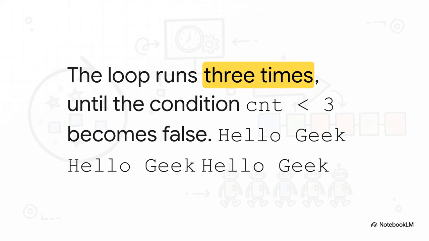And what do we get? Exactly 3 "Hello Geeks." So, why? Well, first time through, 0 is less than 3. Yep. Second time, 1 is less than 3. Still good. Third time, 2 is less than 3. Great. But then cnt becomes 3, and the condition 3 is less than 3 is false. So the loop just stops right then and there.